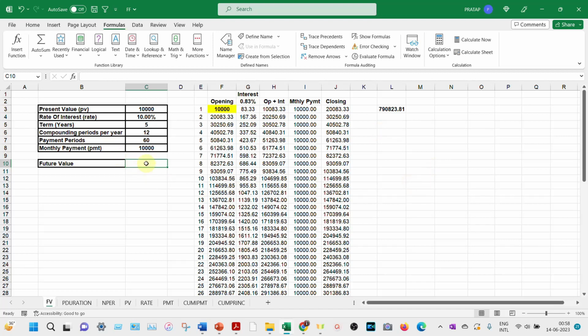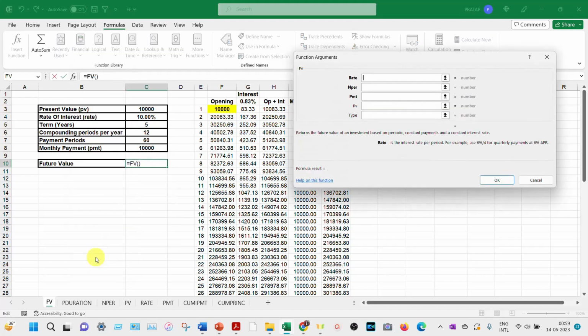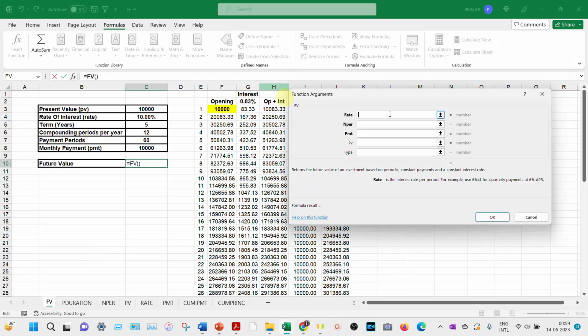So let's begin with the calculations for this example, and I start by clicking on the financial tab, and from there I click on the FV function key and the argument box opens up. So for the rate, we have 10% annually, so we can either divide 10% by 12 or directly click on the cell where it is already calculated. This gives us the interest rate. The number of periods are 60, which we have already shown, so we just click on the cell which gives that number.